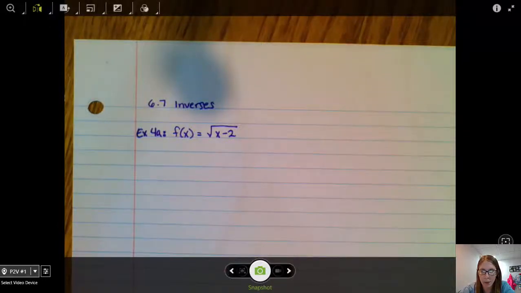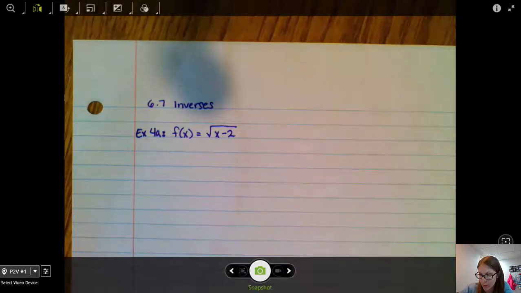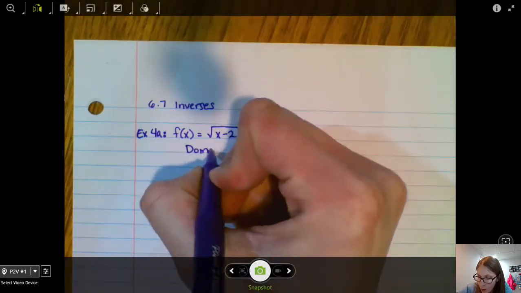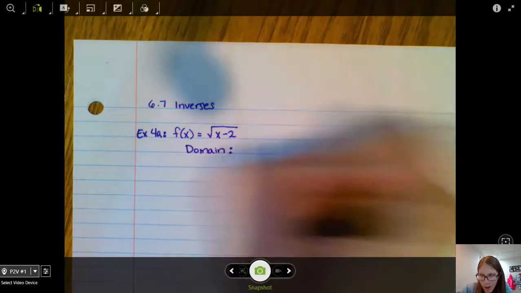Okay, example 4a that we're going to look at is actually very similar to what we were doing yesterday with finding the inverse equation. But before we do that, I want to think about this function for a second. f of x equals the square root of x minus 2. Let's think for a second about what the domain and what the range would be of this function.